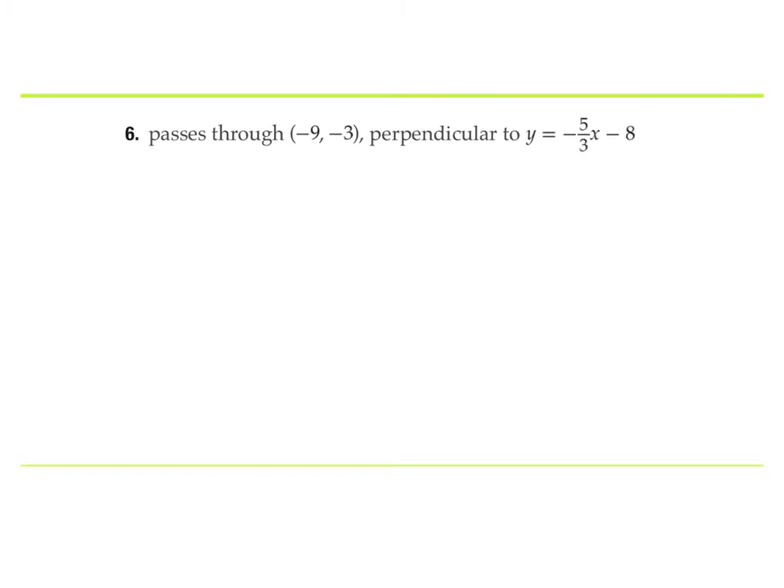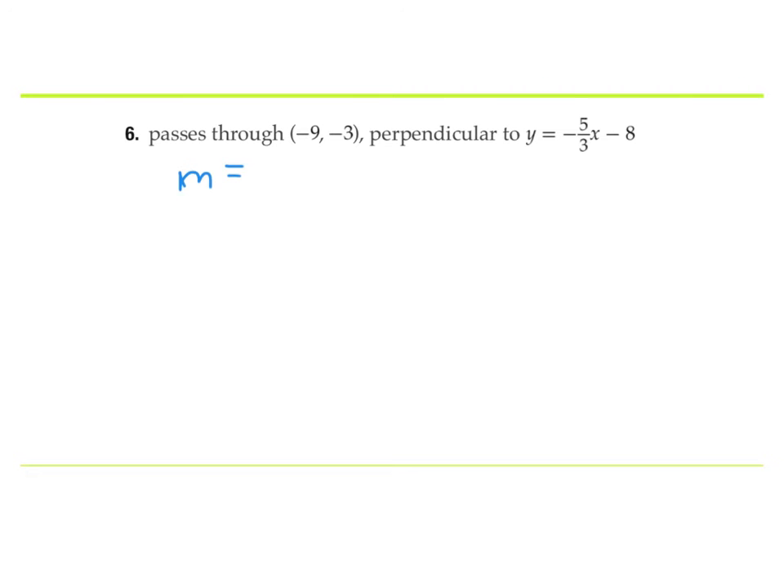All right, let's look at the next one. We're doing the same thing. We need to write our equation in slope-intercept form again. What is the slope of our new equation going to be? Positive 3 over 5. Perfect.